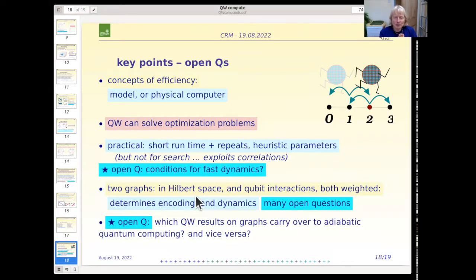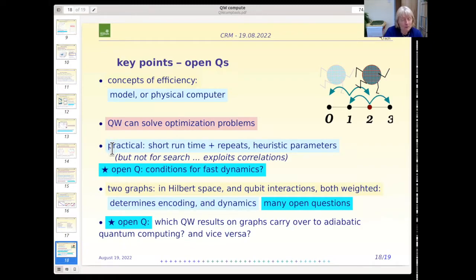So, some key points and some open questions. Out of all of the background about computing in general, remember that the concept of efficiency is different depending on whether you're thinking of abstract models or physical computers. So there's not just one way to define efficiency. That quantum walks can solve optimization problems is a relatively recent result. It's important, and it connects quantum walks up into a much broader space of being both practical and theoretically useful.